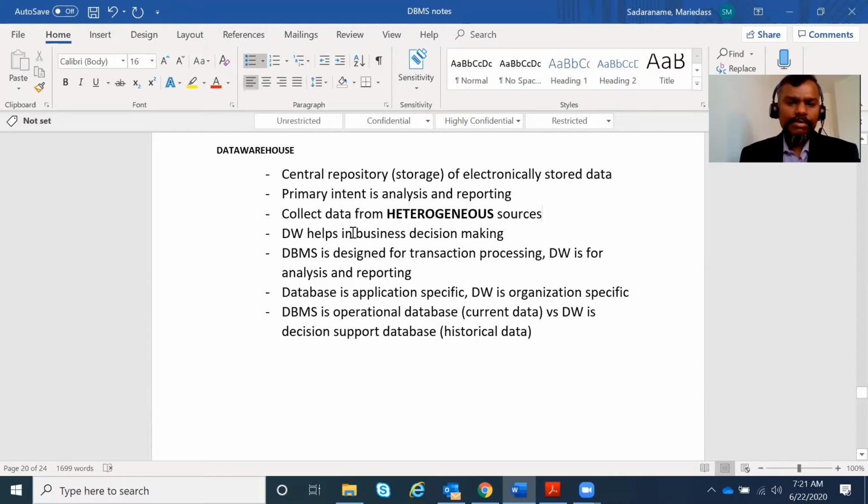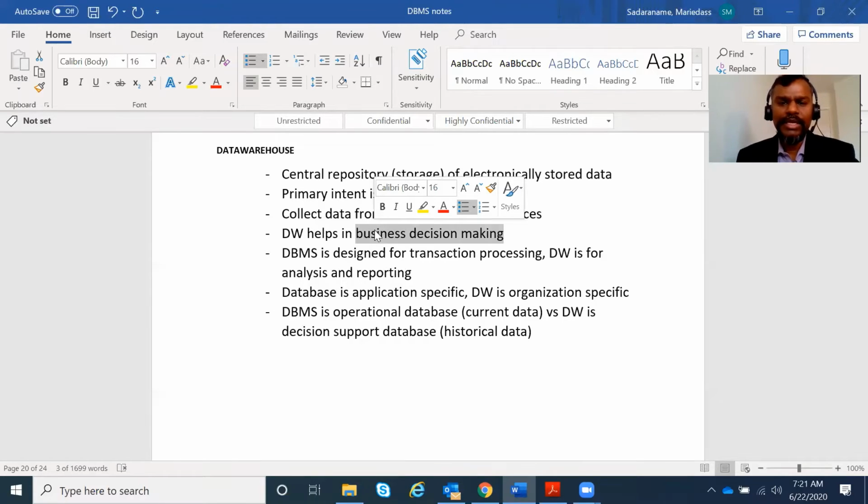So a data warehouse helps in business decision making. For example, when Amazon finds out that this particular product is not sold in this place, it may not sell it here. Or if this particular product has a very high demand in this place, let me start selling it here. That kind of decision making comes from a lot of analysis from your data warehousing.